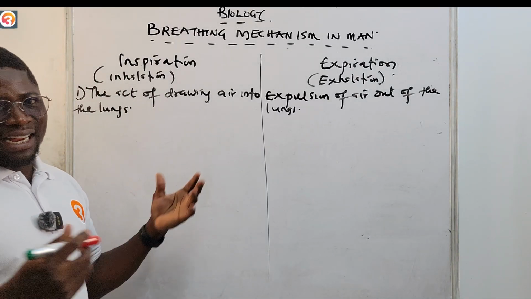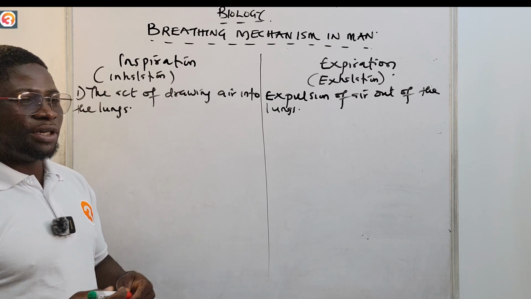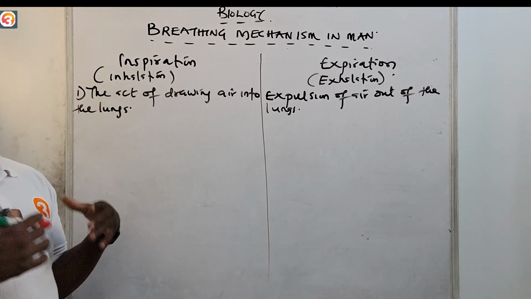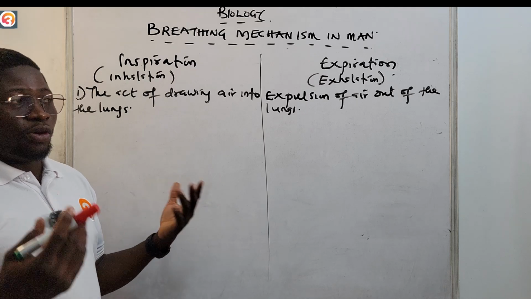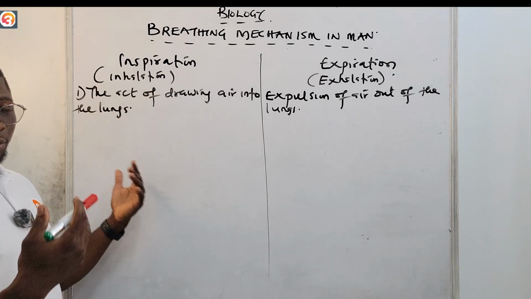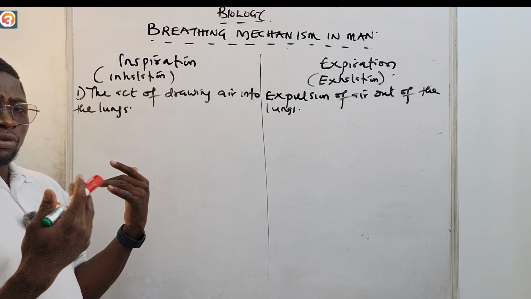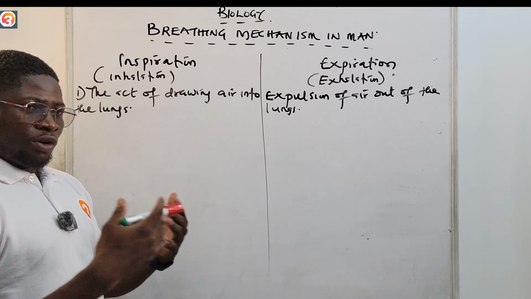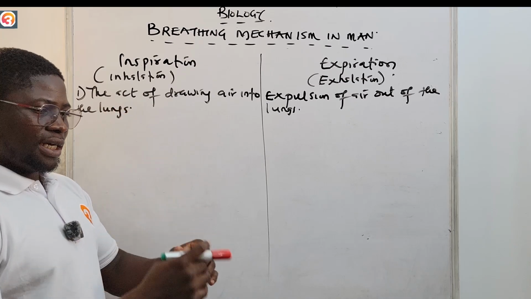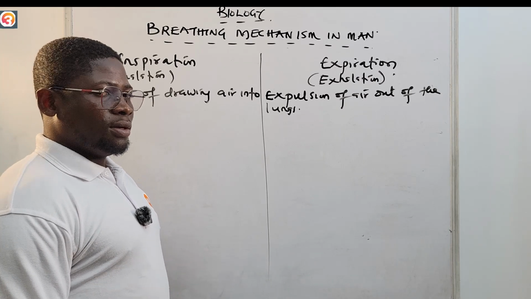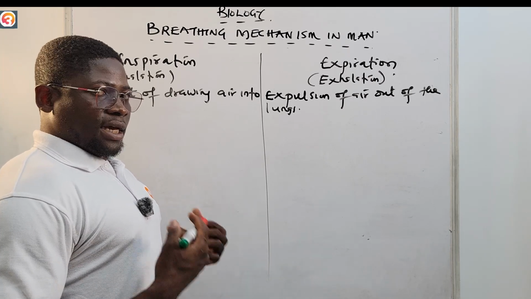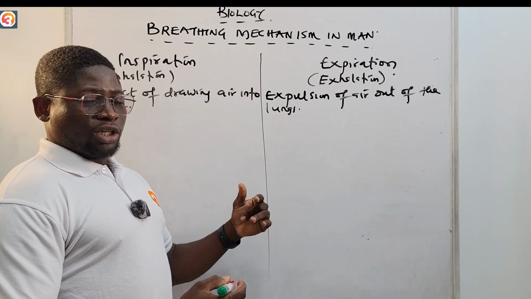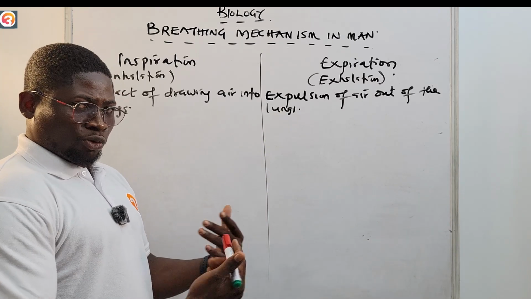Also, another difference between inspiration and expiration is in terms of the thoracic cavity, the thorax. What happens during inspiration? We want to breathe. What happens? The thoracic cavity, or the chest cavity, moves outwards or frontwards and upwards. That is when you breathe in, you see. It goes upwards and pushes outwards. But for expiration, it goes inwards.